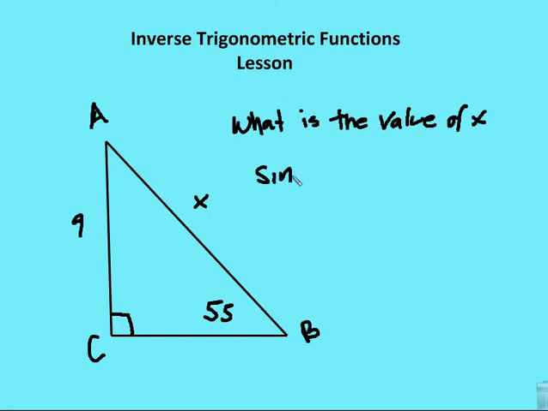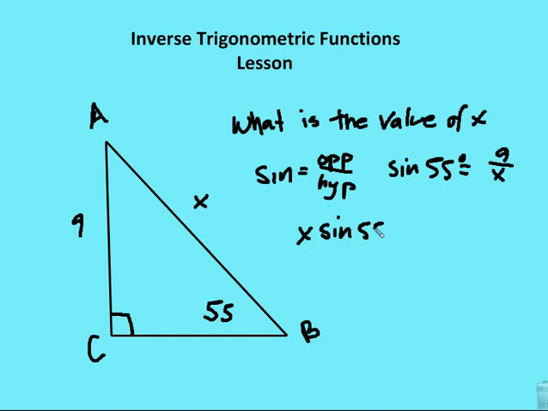So I can say sine is equal to opposite side over the hypotenuse. And in this case, if I were to talk about the sine of 55 degrees, this is a 9, it would be the sine of 55 degrees is equal to 9 over x. Now using algebra, and also trigonometry, and our calculators, we can determine what x is. So I rewrite this as x times sine 55 degrees is equal to 9, or x is equal to 9 over sine of 55 degrees.